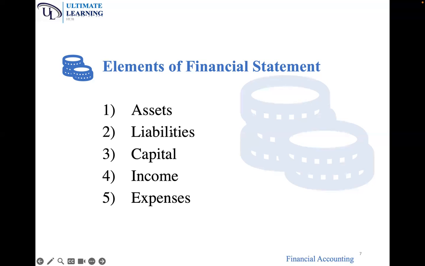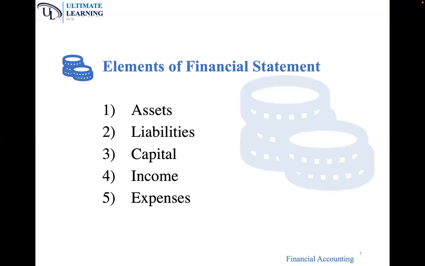The second element of financial statements is liabilities. Liabilities are what the business owes others: our obligation to others, to suppliers, to creditors, etc. The third element of financial statements is what is known as capital. Capital is the owner's contribution to the business. How much did the owner bring to the business? The owner's contribution is what is known as capital.